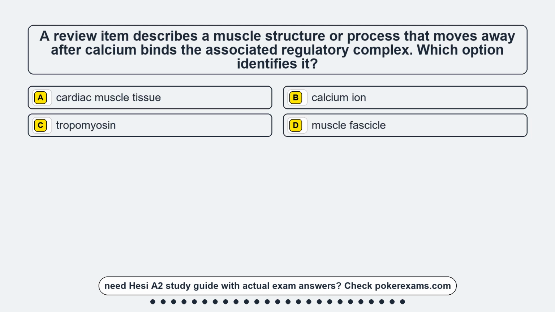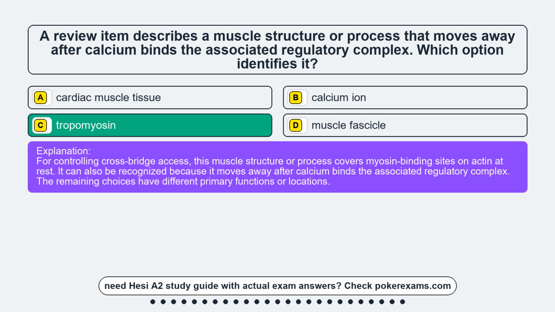Question 23. A review item describes a muscle structure or process that moves away after calcium binds the associated regulatory complex. Which option identifies it? Option A, cardiac muscle tissue. Option B, calcium ion. Option C, tropomyosin. Option D, muscle fascicle. The correct answer is option C, tropomyosin.